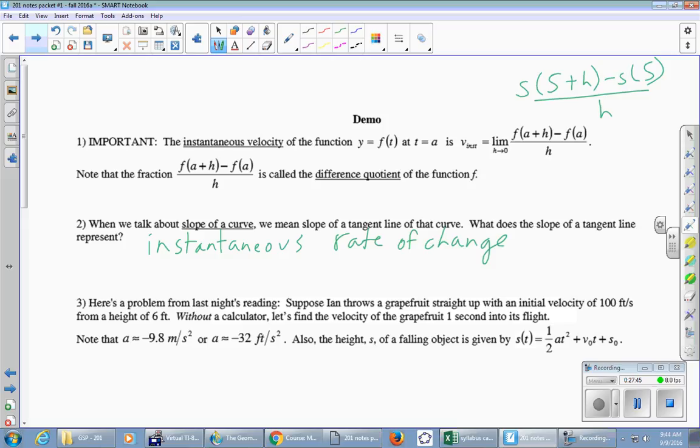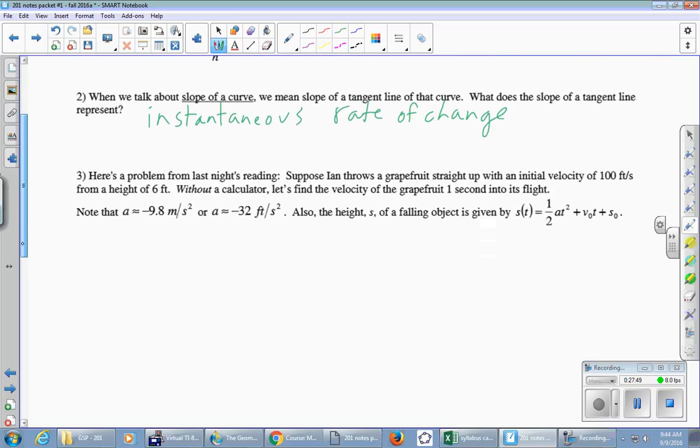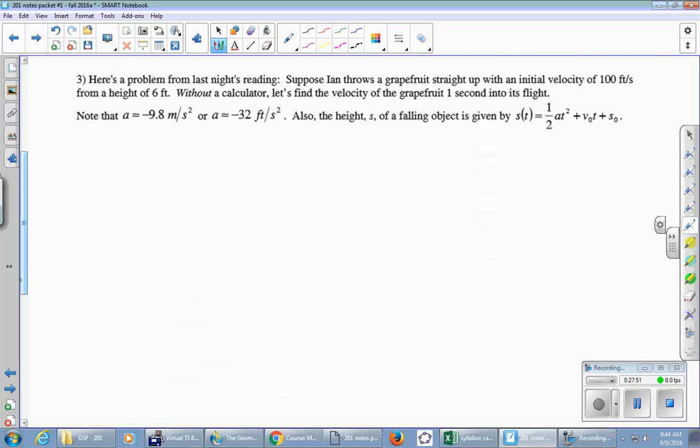rates of change, right? Okay, number 3, a problem from last night's reading. Suppose Ian throws a grapefruit straight up with an initial velocity of 100 feet per second from a height of 6 feet. Without a calculator, we'll find the velocity of the grapefruit 1 second into its flight.